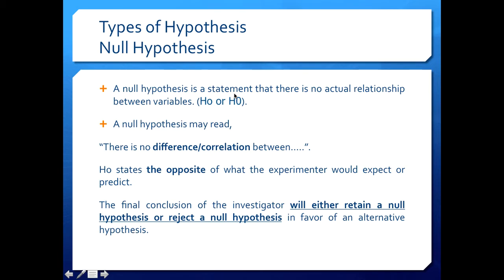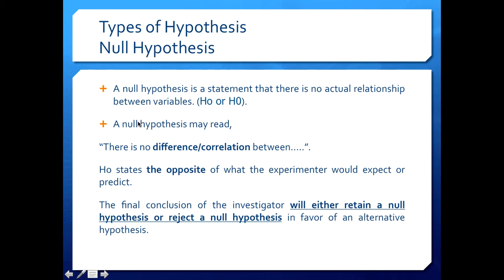Okay, so we move to the types of hypothesis. There are only two. The first one is the null hypothesis, or hypothesis null. That is why it is written as H0 or H null.